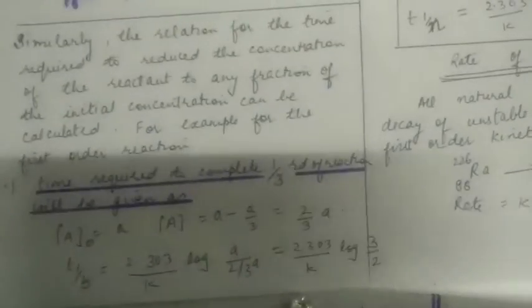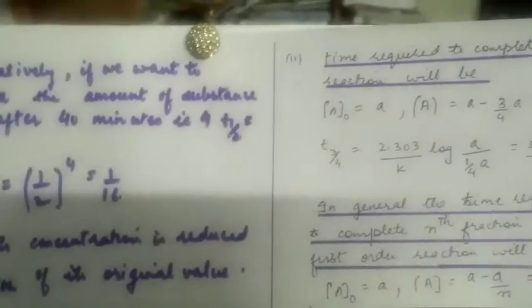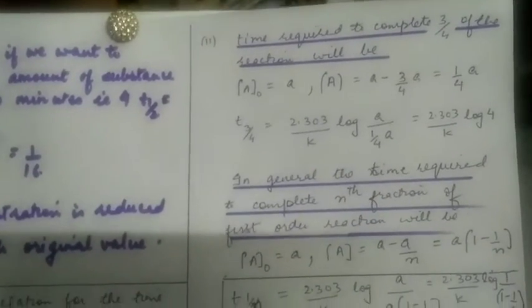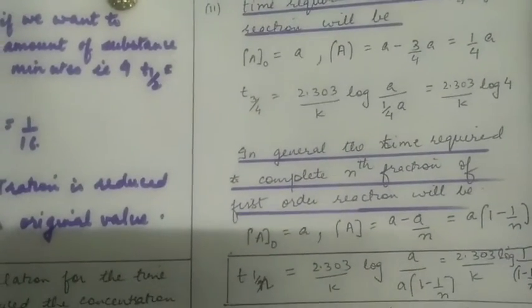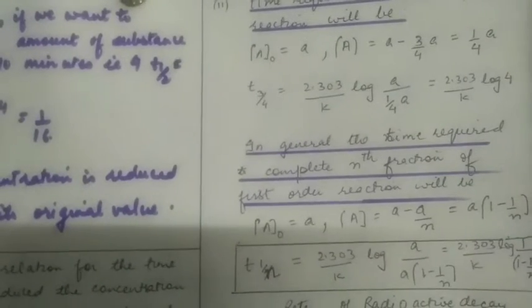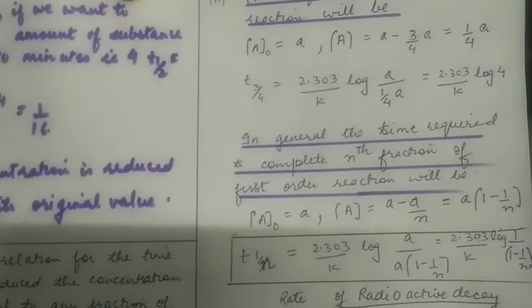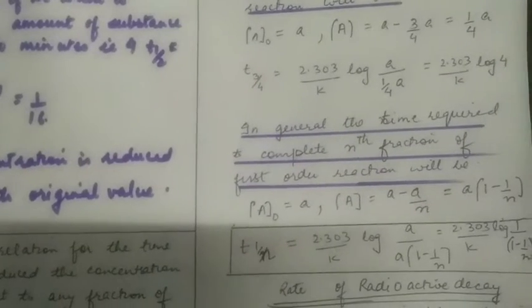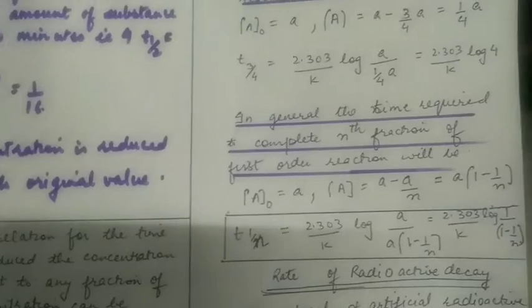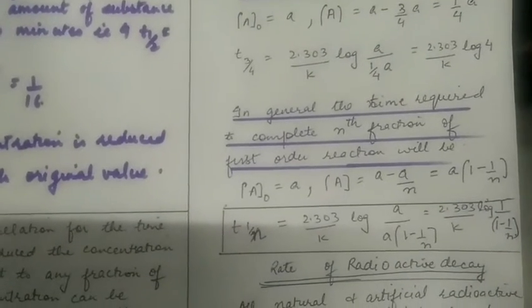Similarly, the time required to complete 3/4 of the reaction will be, A naught will be A, and A will be A minus 3/4 A, which is equal to 1 by 4A. T 3/4 will be 2.303 upon K log A upon 1 by 4A, or 2.303 upon K log 4.